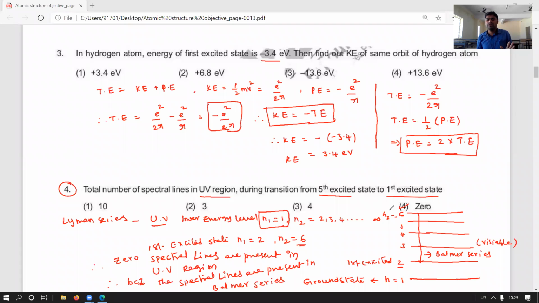Understand? So here the number of spectral lines in the UV region, the Lyman series, when the transitions are from the fifth excited state, the sixth level, to the second level, is 0. When the same question is asked as how many spectral lines are present in the visible region when the transitions are from the fifth excited state to the first excited state, how many spectral lines are present? That question I will solve with one shortcut formula, ma.